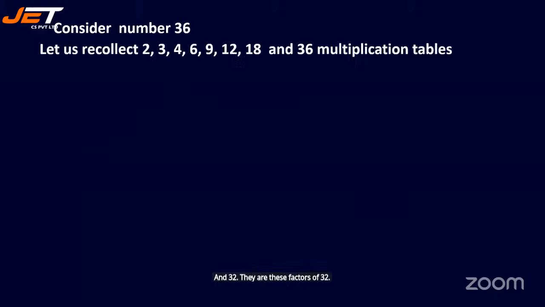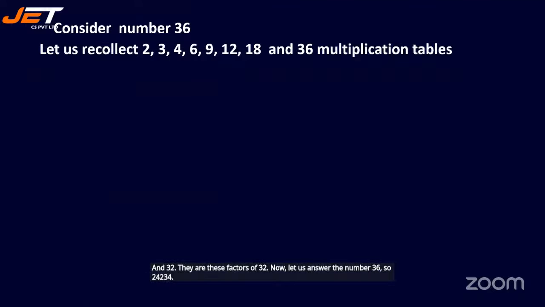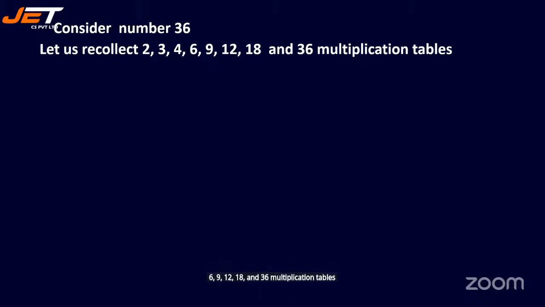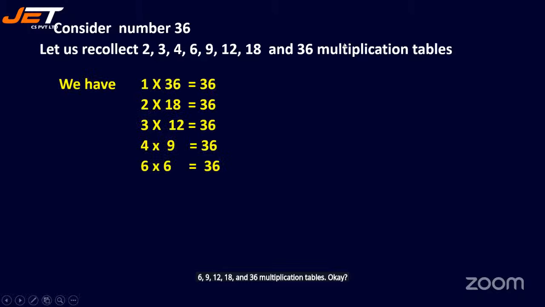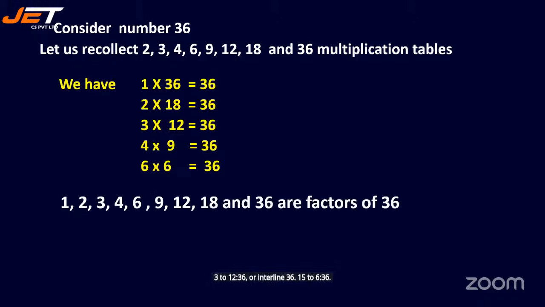Now let us consider the number 36. So the 2, 3, 4, 6, 9, 12, 18 and 36 multiplication tables. So 1 into 36 is 36, 2 into 18 is 36, 3 into 12 is 36, 4 into 9 is 36, 6 into 6 is 36. Right. So 1, 2, 3, 4, 6, 9, 12, 18 and 36 are the factors of 36.